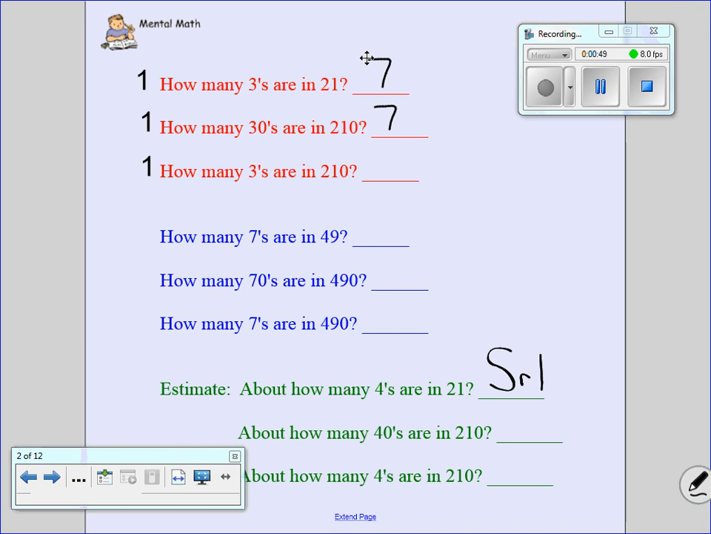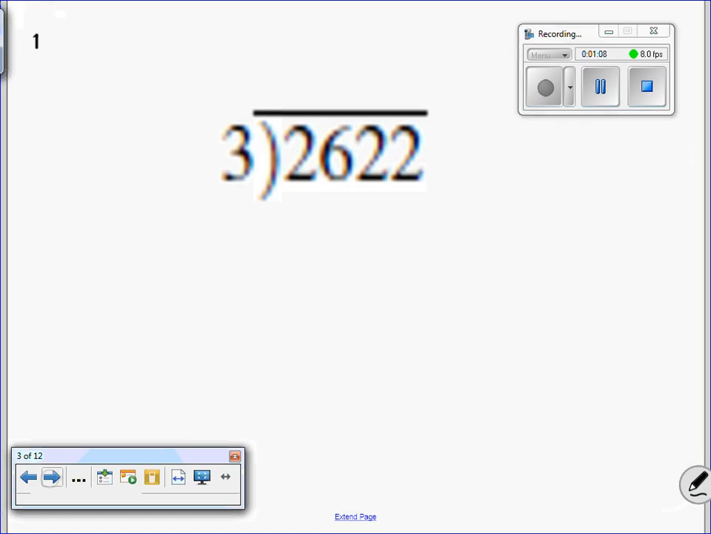How many 3's are in 210? Well, 7 times 3 is 21. Now I have to add a 0 to it. It's the same thing as we're going on with this, okay? I'm not going to spend too much time doing this mental math, but I do want to show you some long division. So I have some of you that are kind of struggling a little bit with this, and now it's time to break it down, okay?